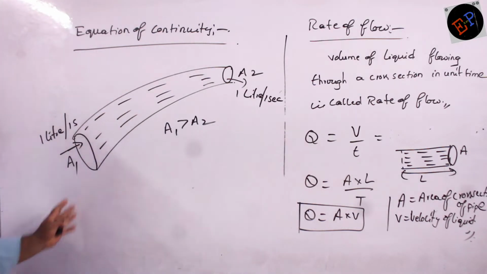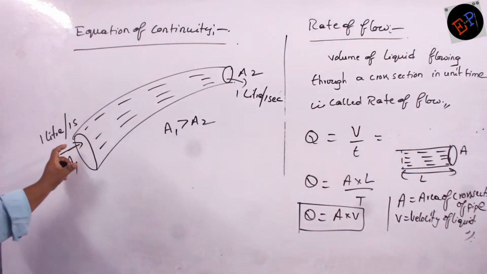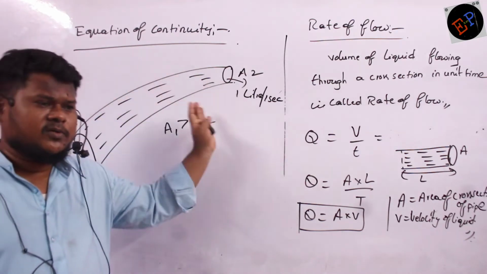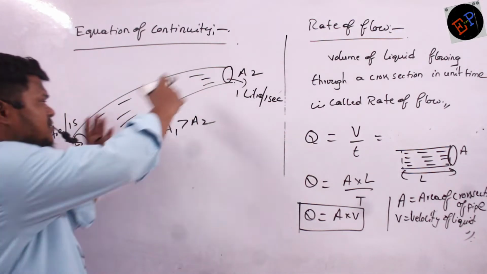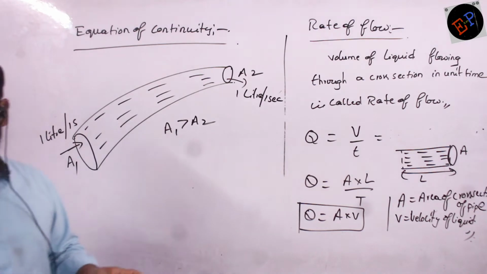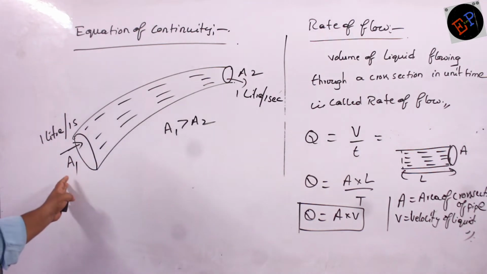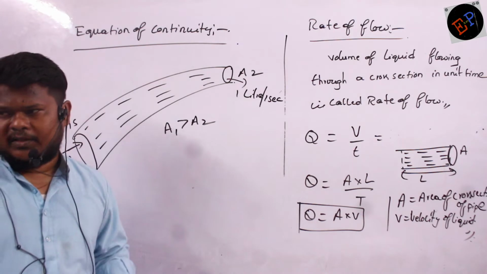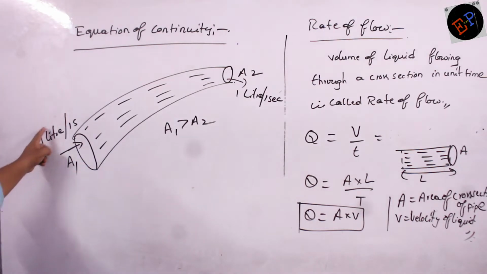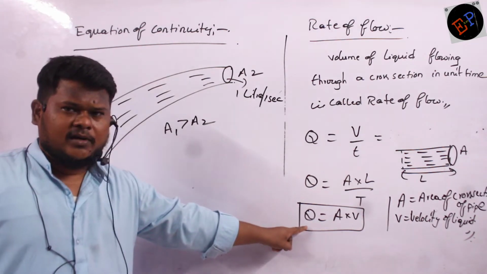This is understandable, no? Whatever volume of liquid is entering the pipe, the same volume of water should come out also. Because inside the pipe there is no storage. Storage is not there, no? However much water enters this side, that much water should come out from the other side. So volume of water per second is nothing but rate of flow.